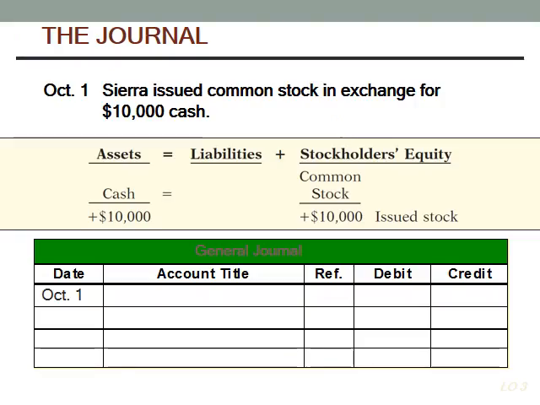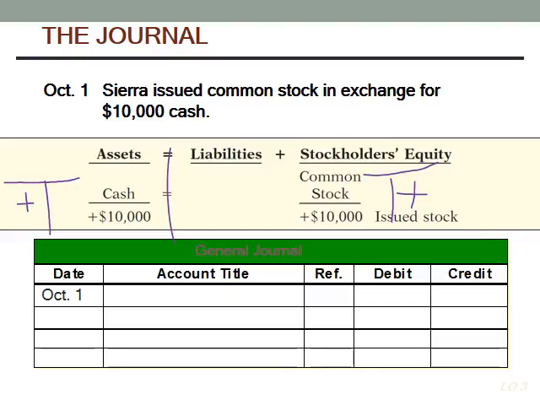So our first transaction, Sierra issued common stock in exchange for cash, right? If we looked at our cheat sheet, we know cash increases with a debit, common stock increases with a credit. So we're going to go ahead and put this into what's called a general journal.